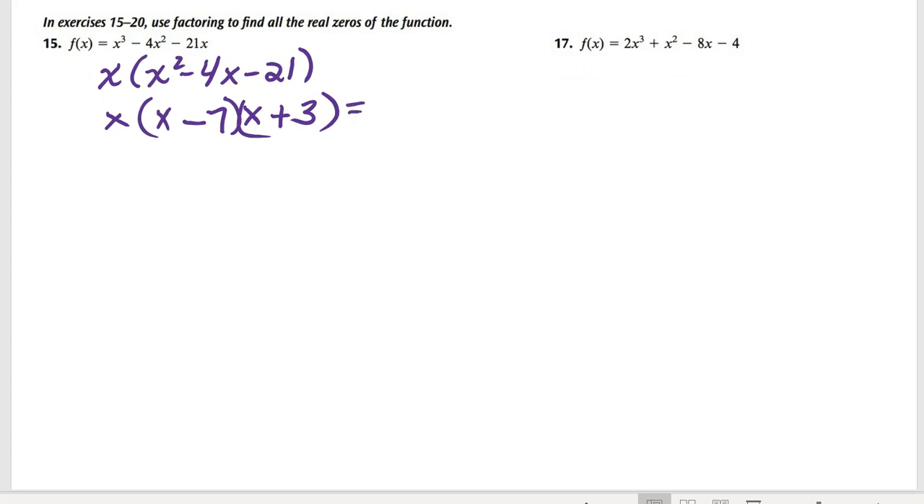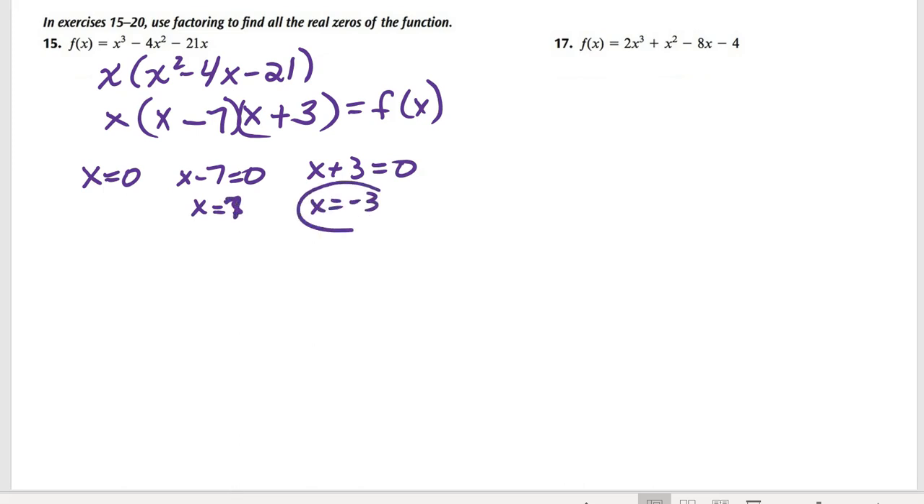So I'm left with 3 factors. Now notice I make sure I put my greatest common factor in the very front. The zero factor property says that if I set each factor equal to 0, I'm going to find those roots or solutions for the problem. So I'm going to get x is equal to 7, x is equal to negative 3, and x is equal to 0. Those are my real zeros.